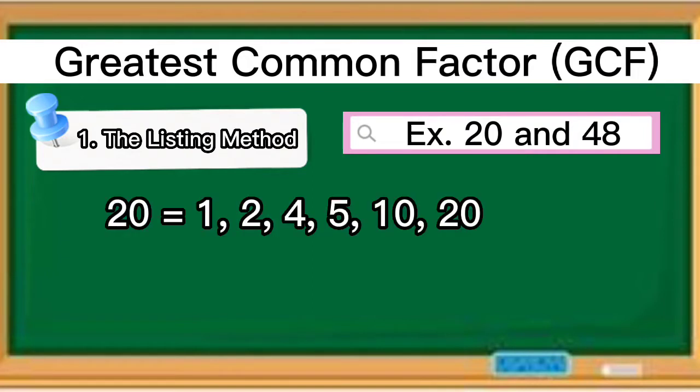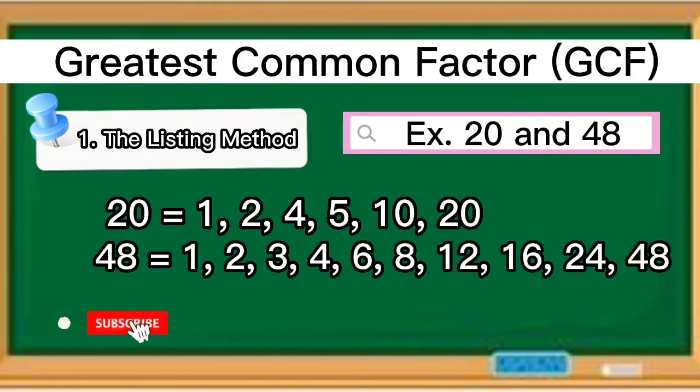20 can be factored by 1, 2, 4, 5, 10, 20. 48 is 1, 2, 3, 4, 6, 8, 12, 16, 24, 48. Again, our next step is to find the common factor. The common factors are 1, 2, 4.